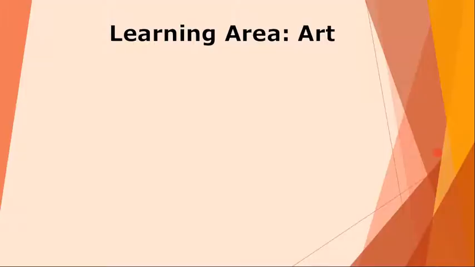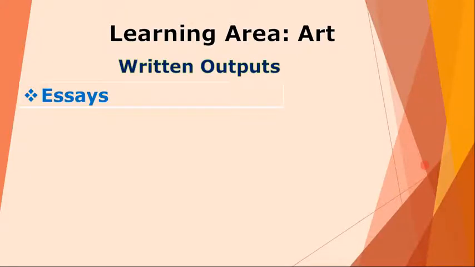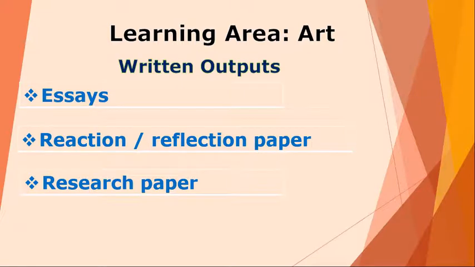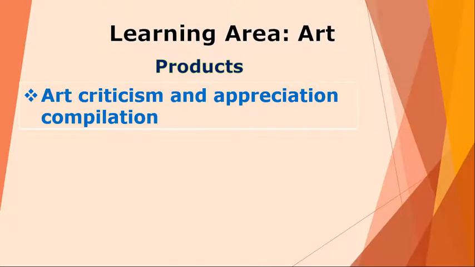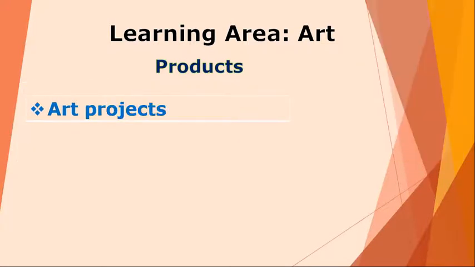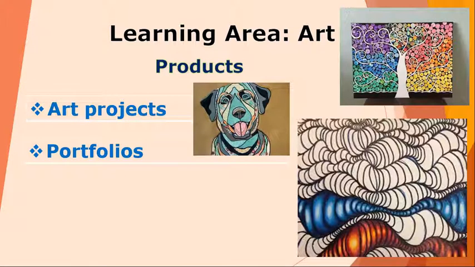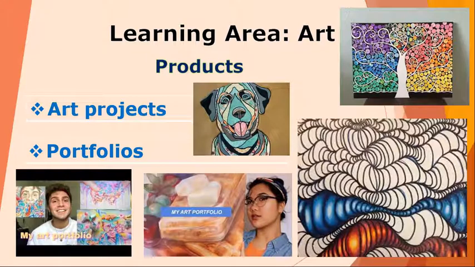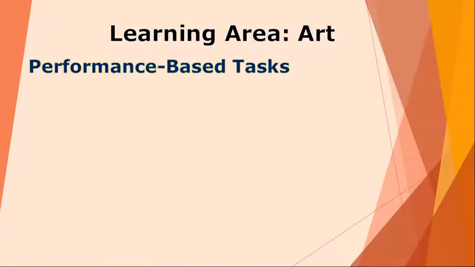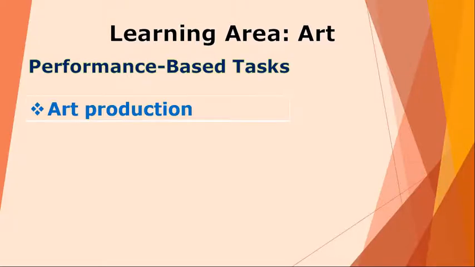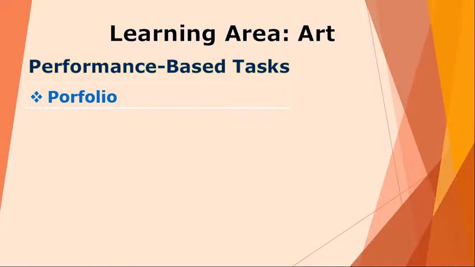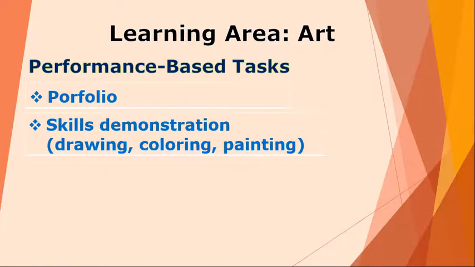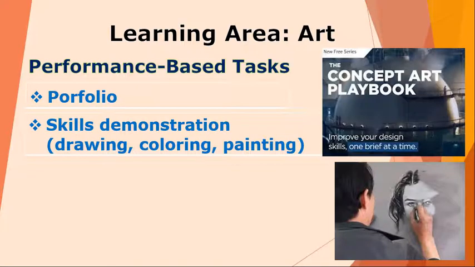For the learning area in art, we have the written outputs: essays, reaction or reflection paper, research paper. For the product, art criticism and appreciation compilation, and art exhibit. Art projects, that is, portfolios or the compilation of an artist's work. Then for the performance-based tasks, we have art production, multimedia presentation, and portfolio. Skills demonstrations such as drawing, coloring, and painting.